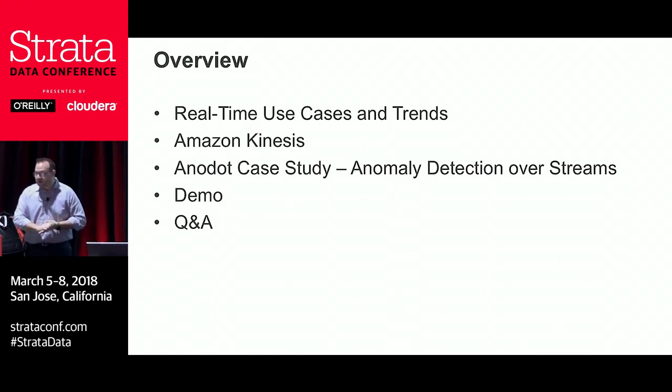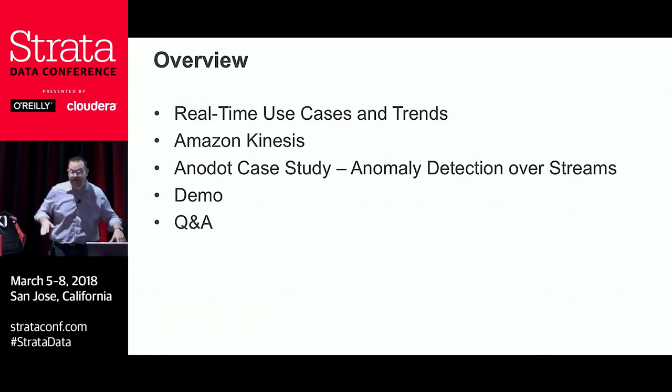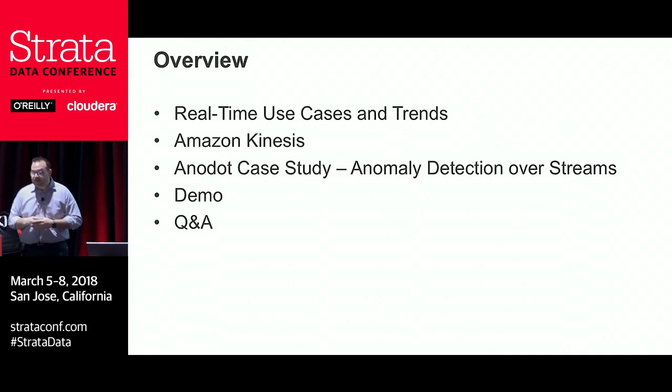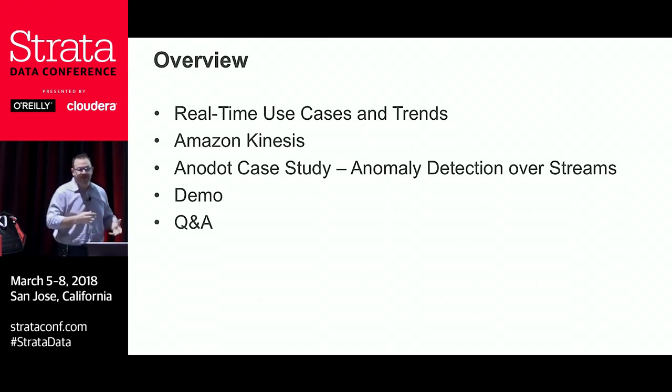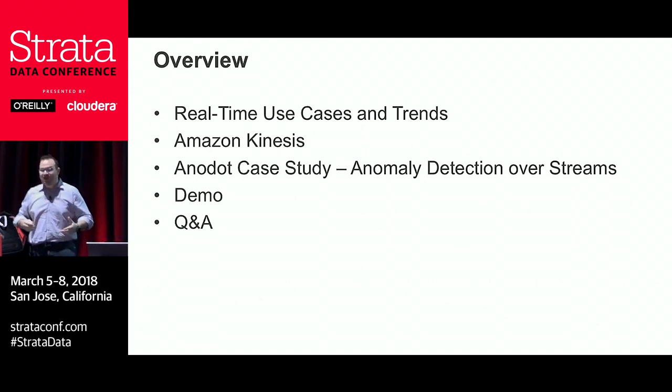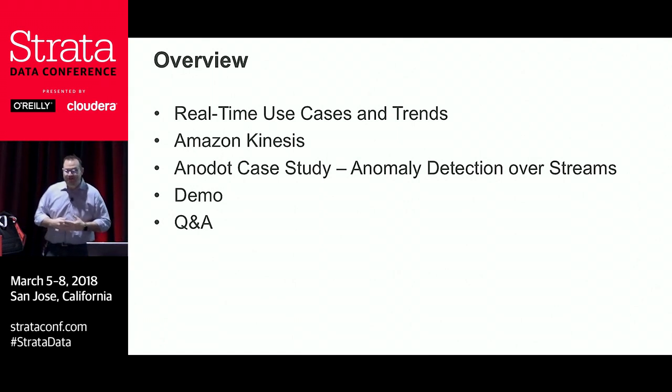So we're going to talk about some real-time use cases and trends. I'll talk some about Amazon KINESIS for those that are not familiar. Then we'll have Dr. Ira talking about Anodot case study. We'll show you a live stream what is anomaly when you try to purchase a product on the website and there is a price glitch, and how you handle these anomalies in real time. We like to do some real-time demos, so hopefully you will enjoy that.